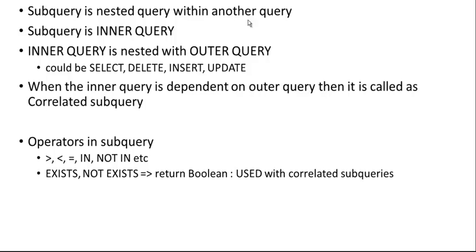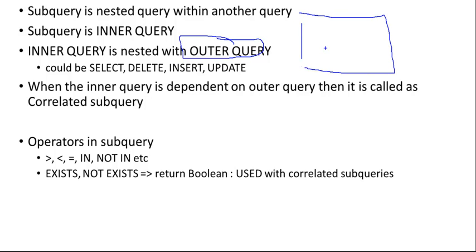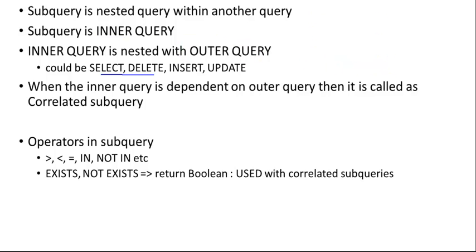You have a query which we call the outer query. The outer query is the outside query and the subquery is the inside query. A subquery is also called an inner query. So the inner query is nested inside the outer query. Now the outer query could be select, delete, insert, update, anything.